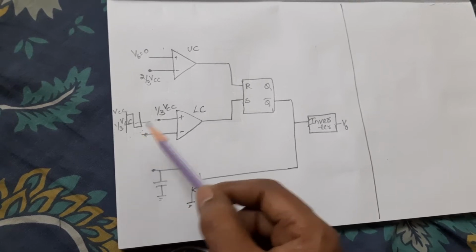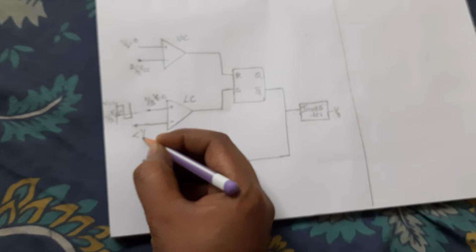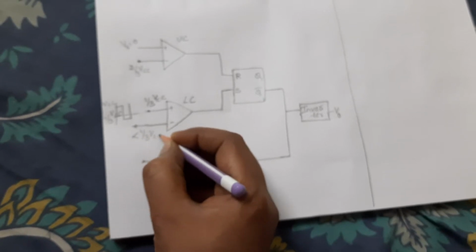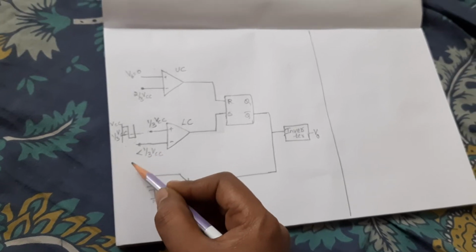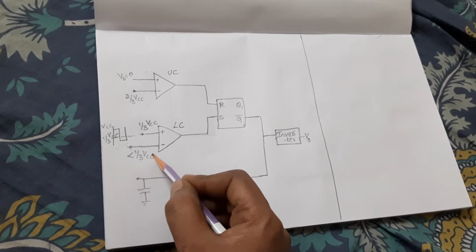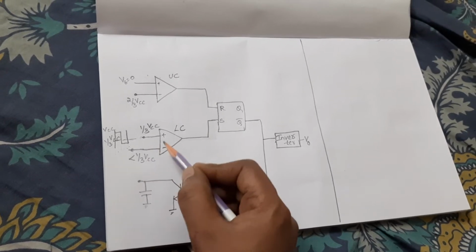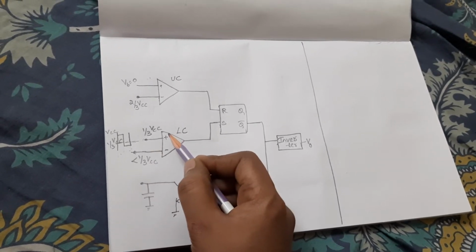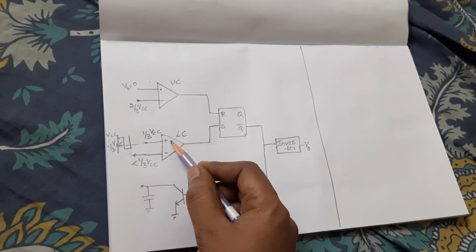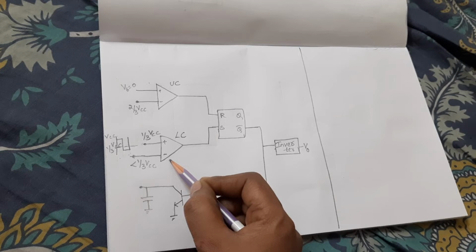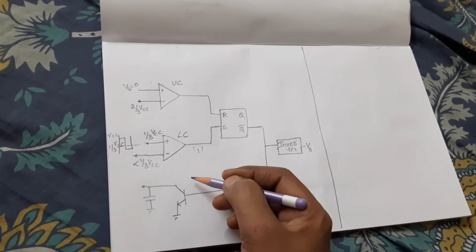Whenever this negative going triggering pulse goes less than 1/3 VCC, then see here, negative is less than positive. That is, positive is more than negative. So whenever the positive terminal is more than the negative terminal, the output will be high, 1.